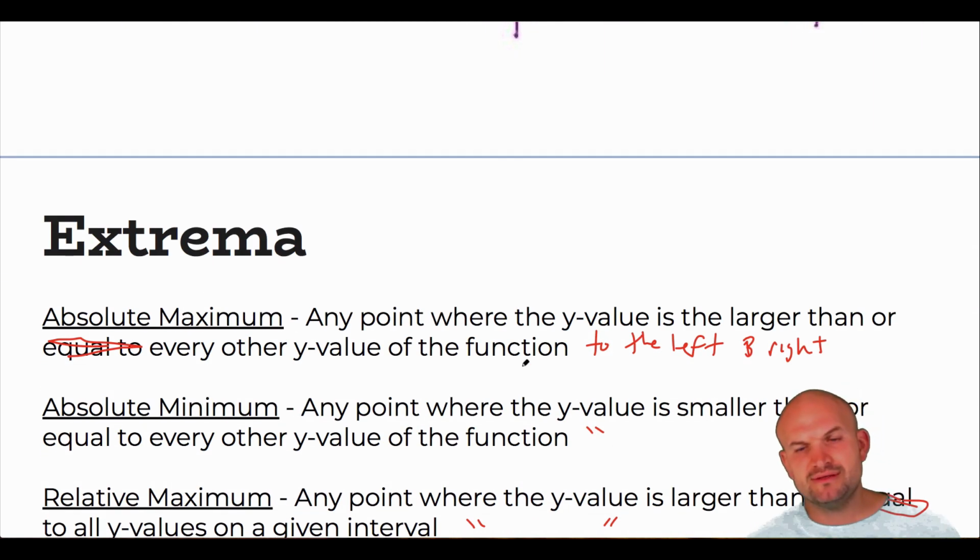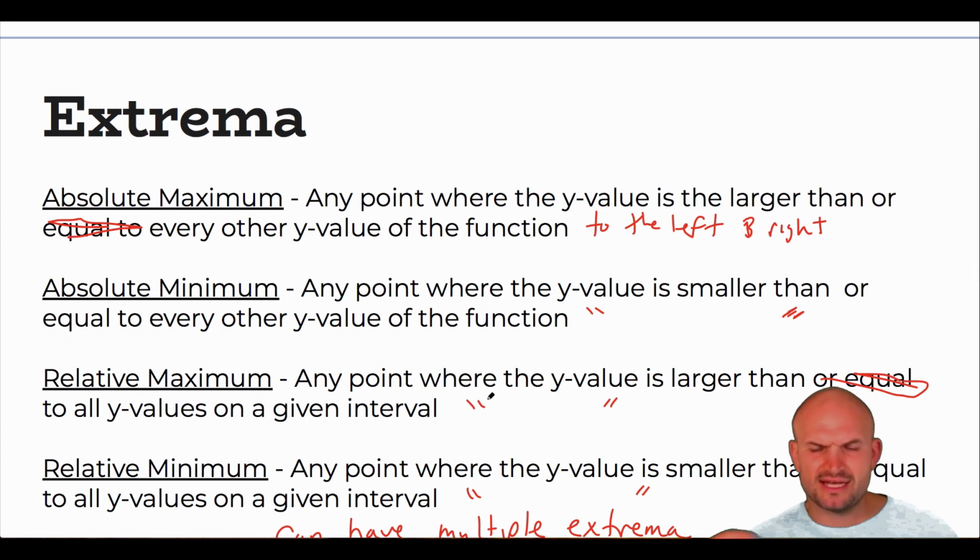Then as far as the extrema, I wanted to rewrite these definitions. Basically when we're looking at the absolute maximum and minimum, those are going to be the highest and the lowest points of a graph, the absolute highest point or the absolute lowest point. So you can have more than one.